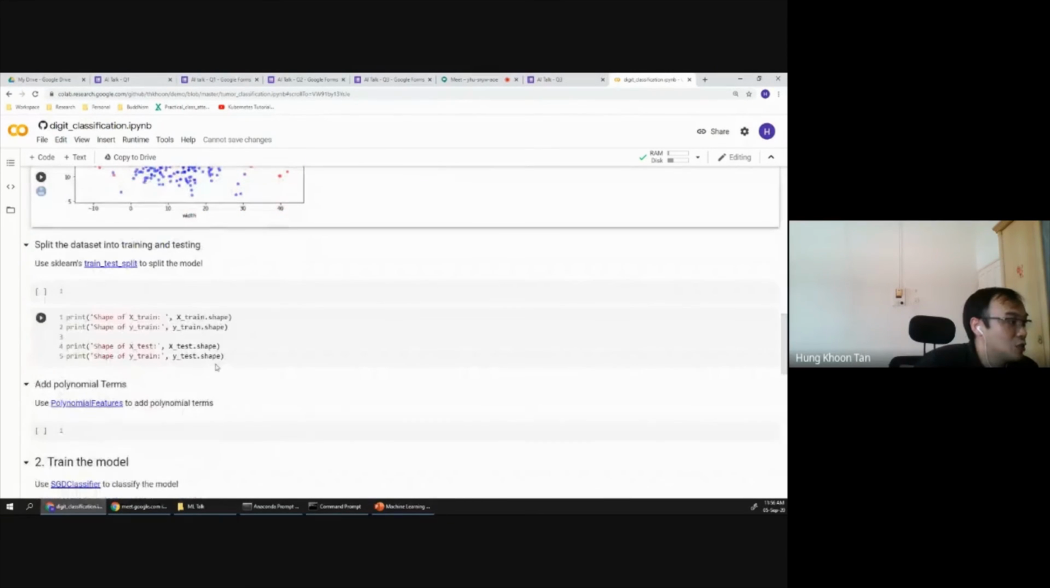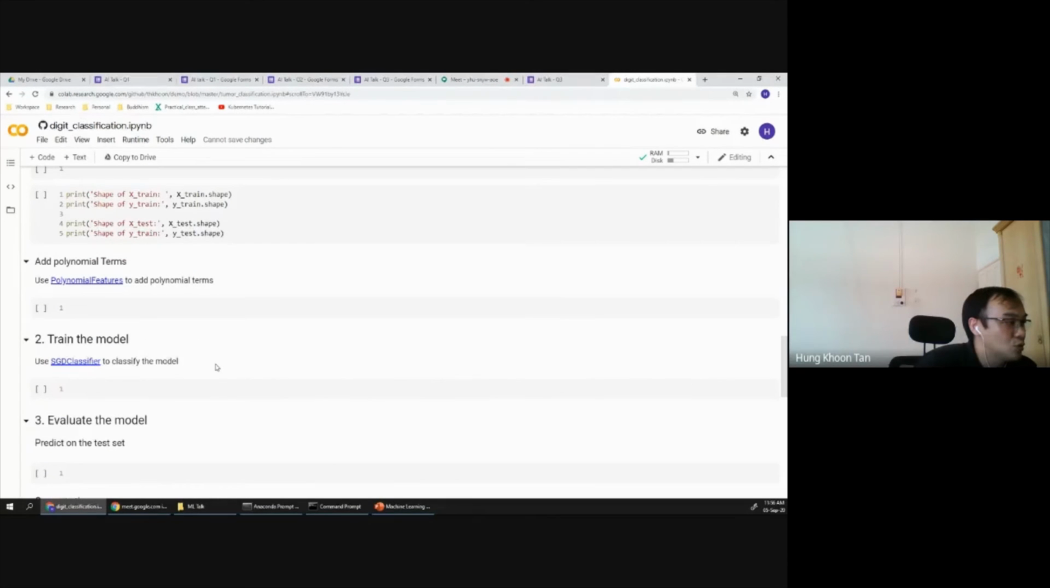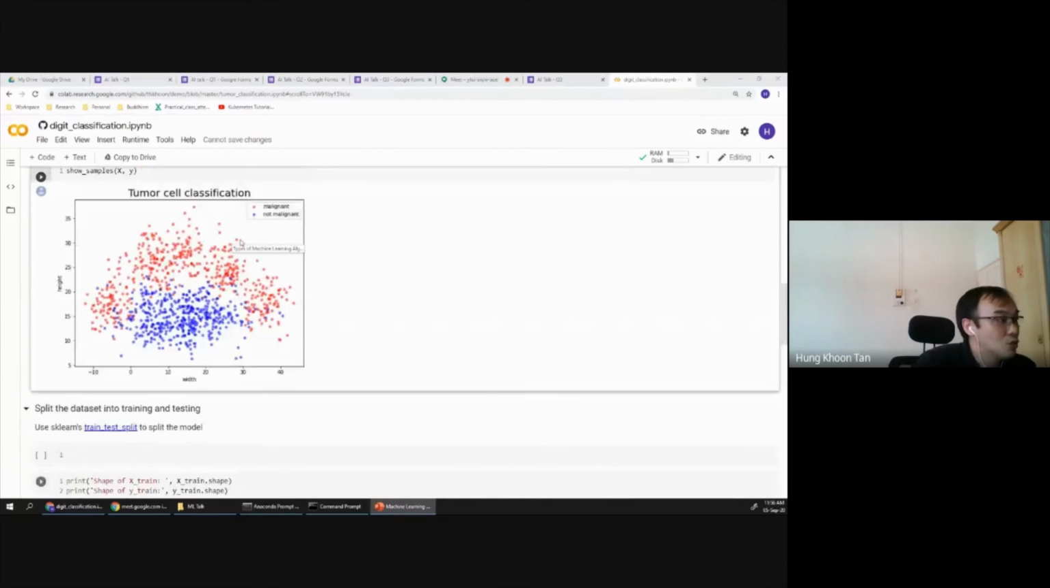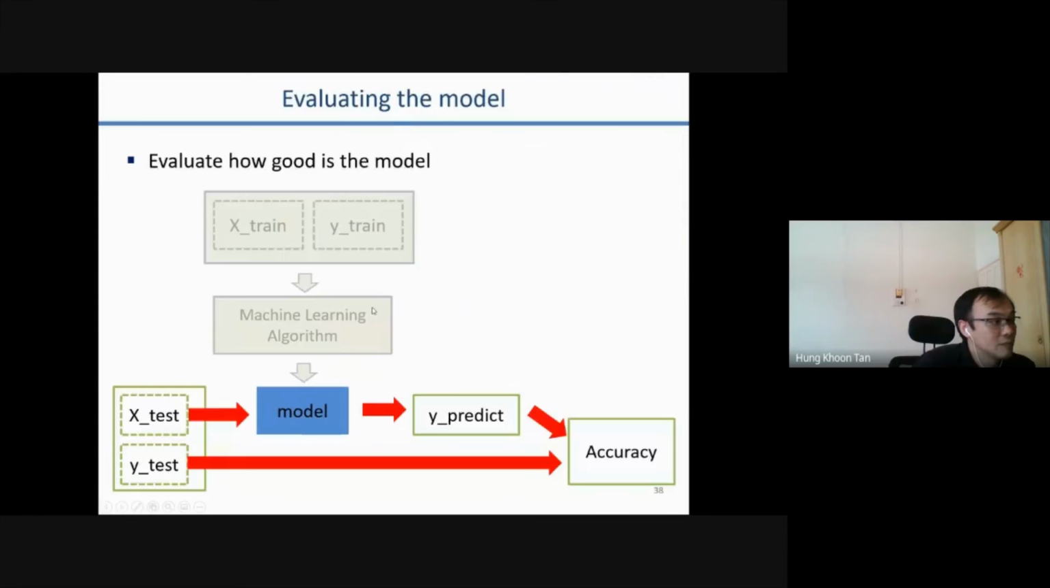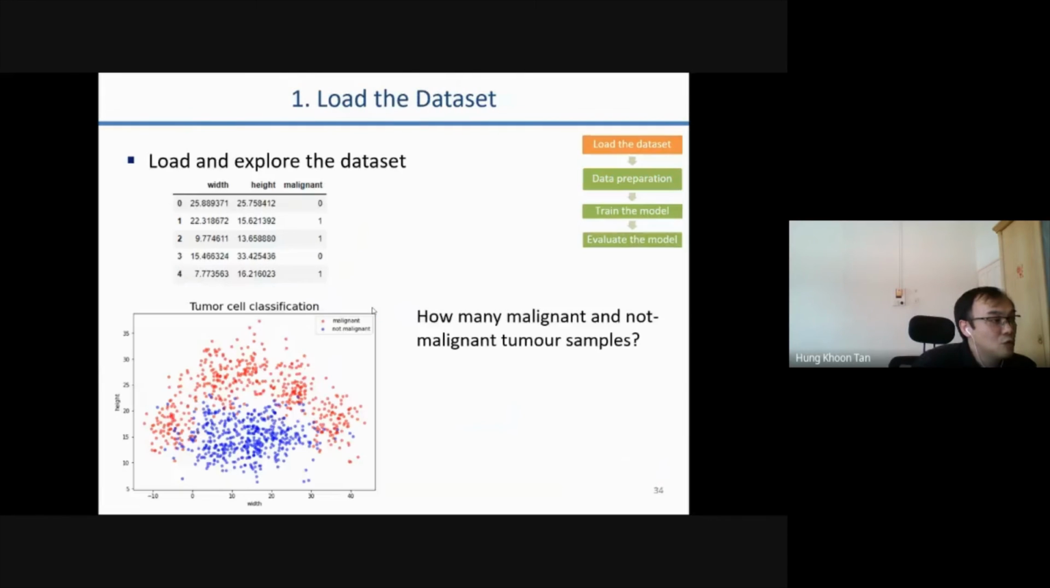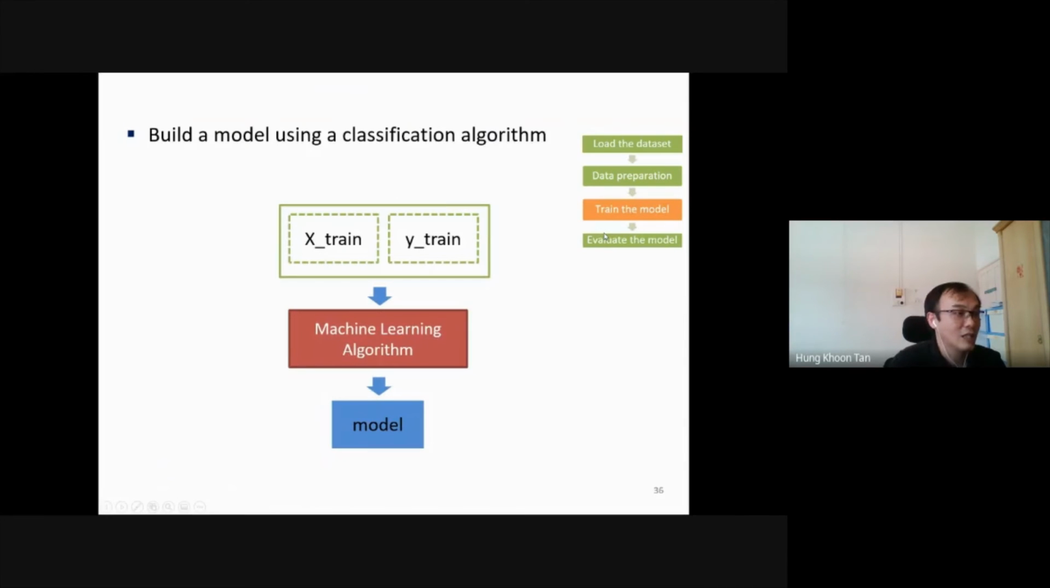So probably I'll skip the training and testing split and go straight away to train the model. The next step is to train a model that is able to differentiate between malignant and non-malignant items. So how do we do that? If we want to train a model, there are many different types of machine learning algorithms that we can train to be able to perform this kind of detection.